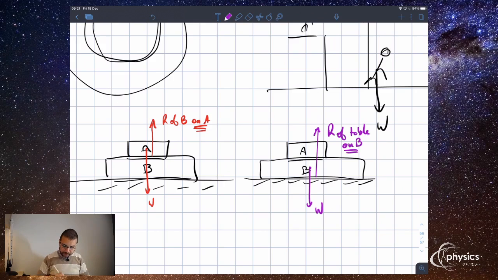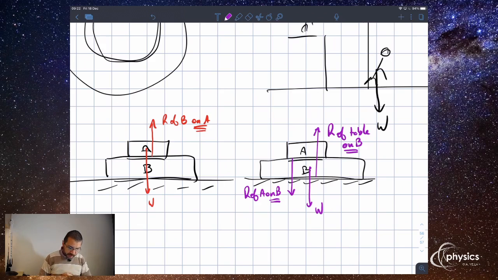So it's affecting B. But then B is touching A, so A will push B. And A will push B in what direction? Downwards. Therefore, we have the reaction of A on B. That's the reaction of A on B. So there are two reactions acting on B. In fact, if A is heavier, all right, it will push B more and B will get smashed between these two reaction forces. All right.